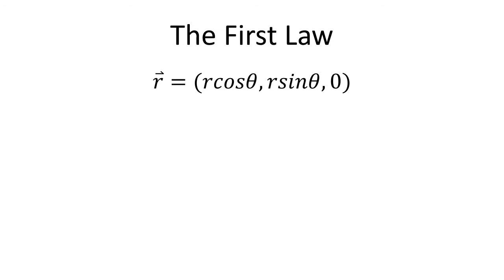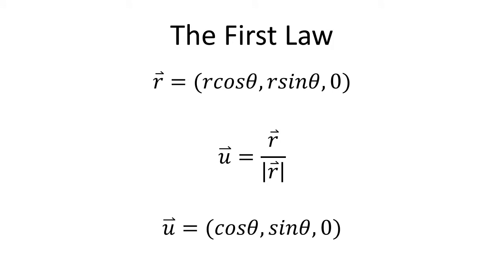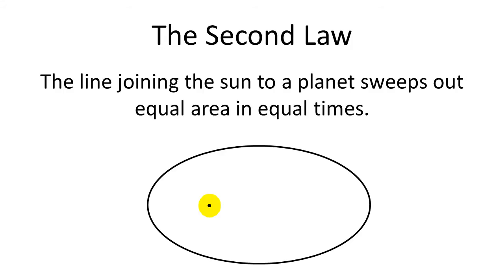The first law defines the vector r cos theta, r sine theta, 0 to be the position vector, as it represents the position of the planet as it orbits around the Sun. The vector u is the unit vector in the same direction as r, and is represented as cos theta, sine theta, 0.